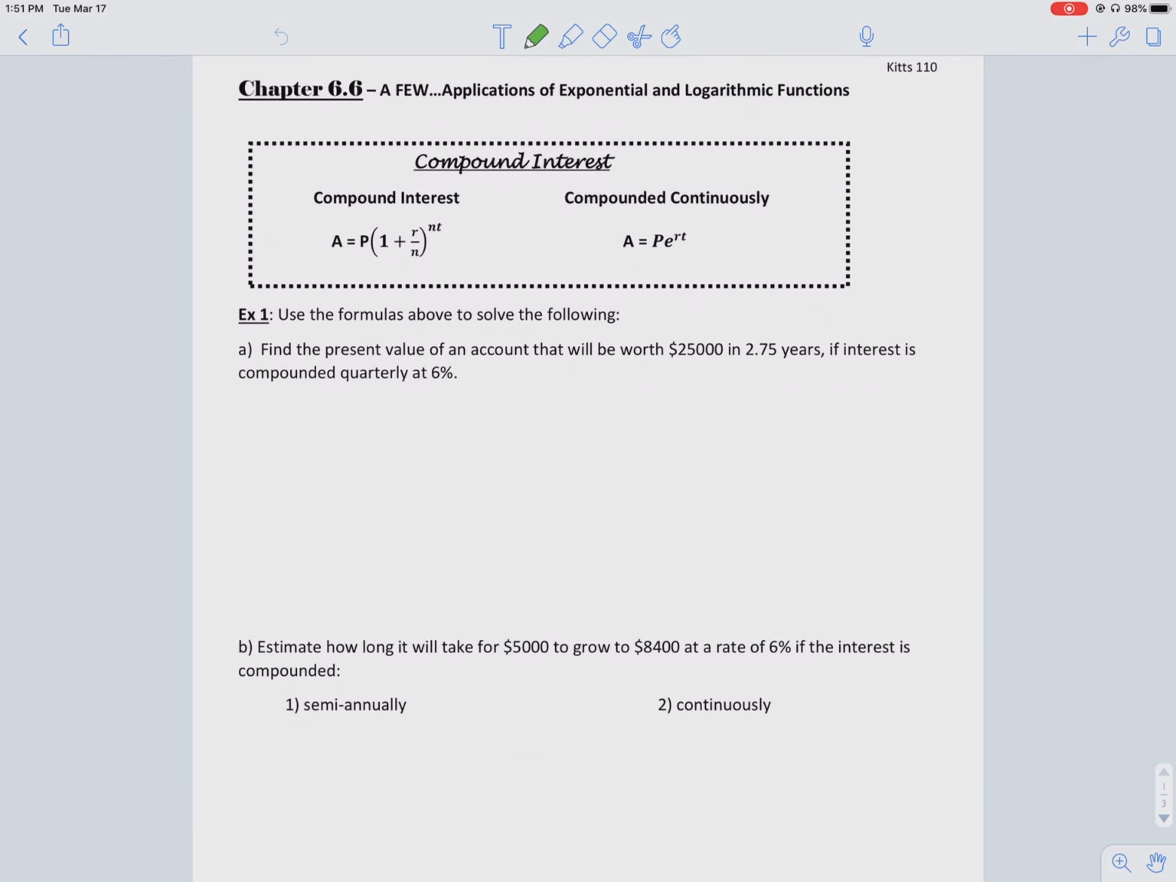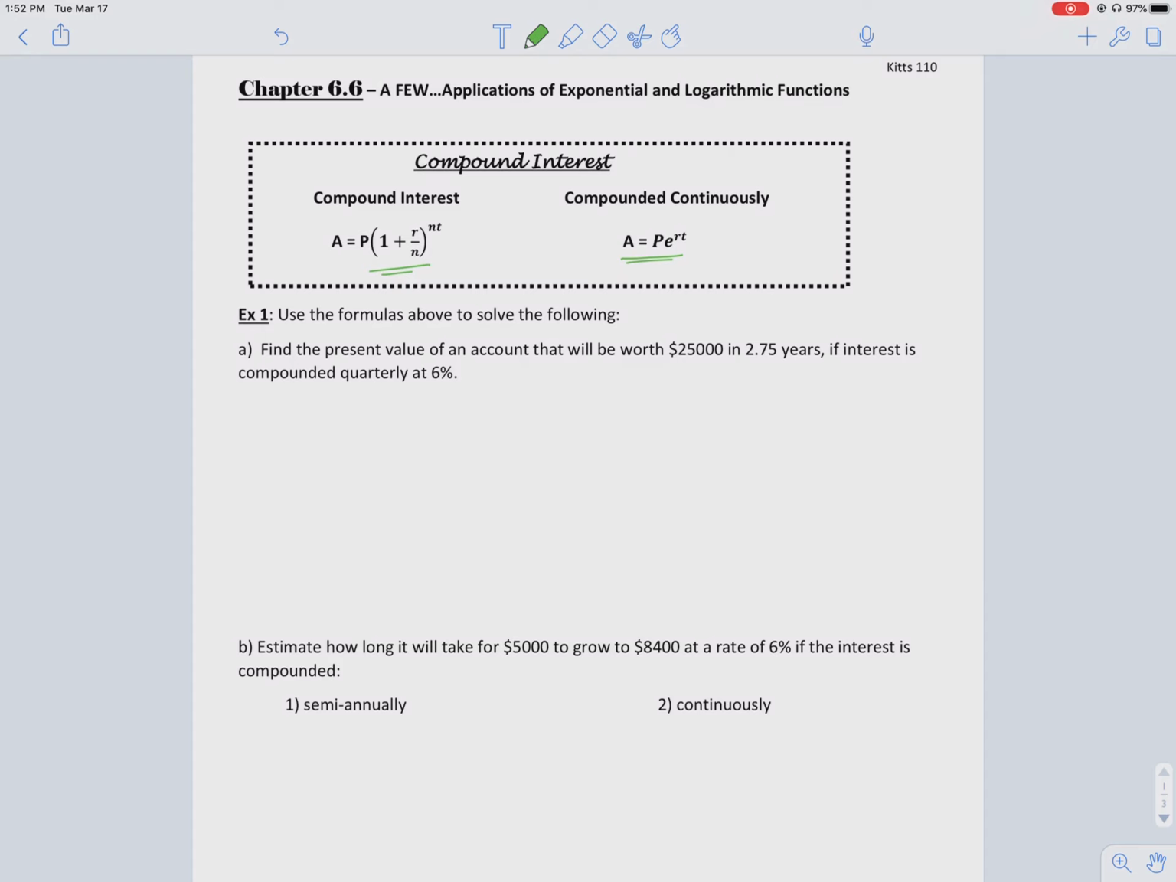You've already seen these formulas before, the PERT formula, or as Miss Roberts says, the clean formula, and then the dirty formula. So it just depends on how it's compounded. So we're going to use those formulas that we've already talked about before. So the first thing I'm going to do is read the problem and write down what I know.